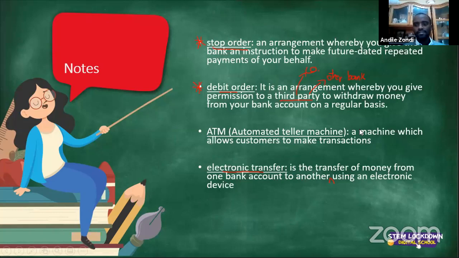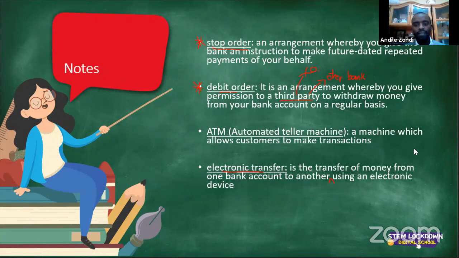I think I was discussing these terms. Okay, I've spoken about stop order. Basically, an agreement whereby you give the bank instruction to make future dated repeated payments on your behalf. If you did not hear, a stop order is an agreement between you and the bank. You tell the bank to take a certain amount of money from your account and put it into a different account. A debit order is an agreement between you and the third party.